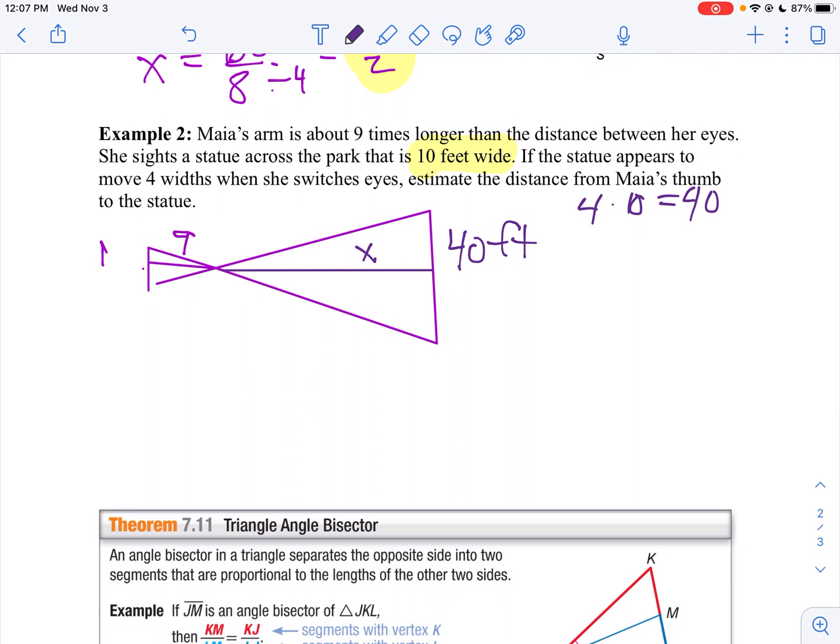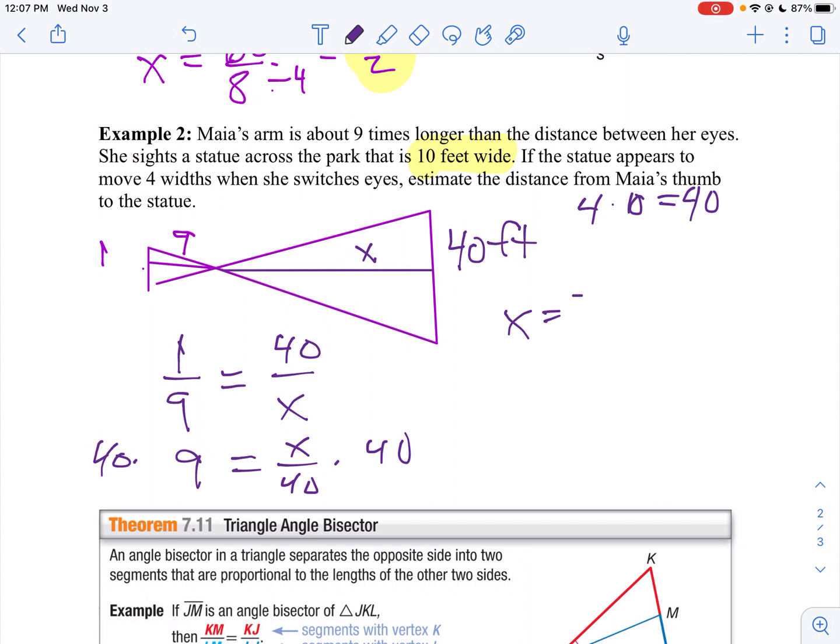So now we're going to say 1 is to 9 as 40 is to x. And already I don't like the x in the denominator, so I'm going to take the reciprocal of both sides. So I get 9 over 1, or 9 equals x over 40. Multiply both sides by 40. And you get x is 360 feet is what we're going to estimate the distance to the statue from the thumb is.